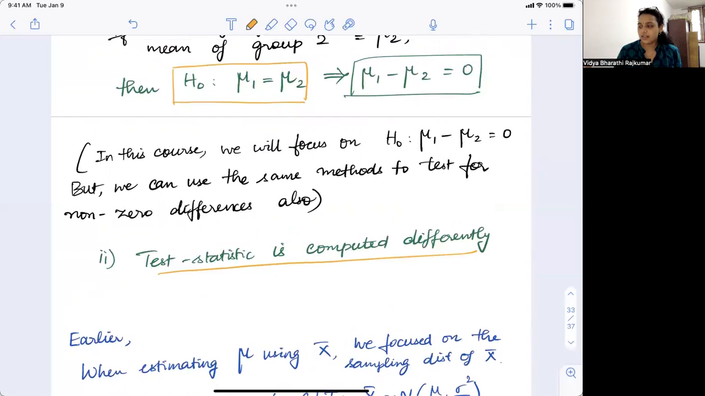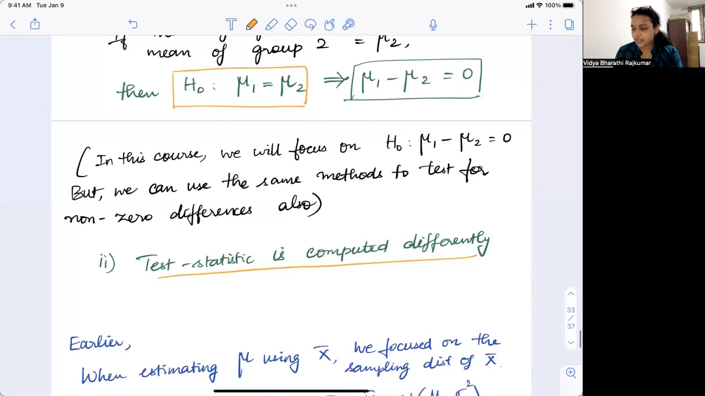Now, earlier, when we were talking about mu and x bar, and we were trying to see whether x bar is close to mu or not, what we did was we came up with the sampling distribution of x bar. And we figured out whether a particular x bar value is very likely or very unlikely to show up in relation to the mean, which is the central value. So in order to be able to write down the test statistic, what we had to do was first have the sampling distribution of x bar.